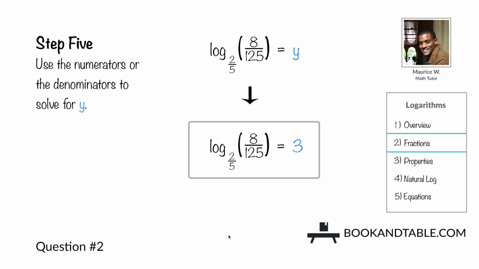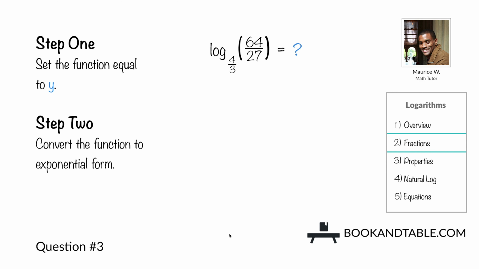So that is the answer to question number 2. Let's now have a look at question number 3. We're given log of base 4/3 of 64/27. Since our base is a fraction, we want to go ahead and set the function equal to y for step 1. Then the second step is to convert this function to exponential form. So we take our base 4/3, raise it to a power of y, and set that equal to the argument 64/27.